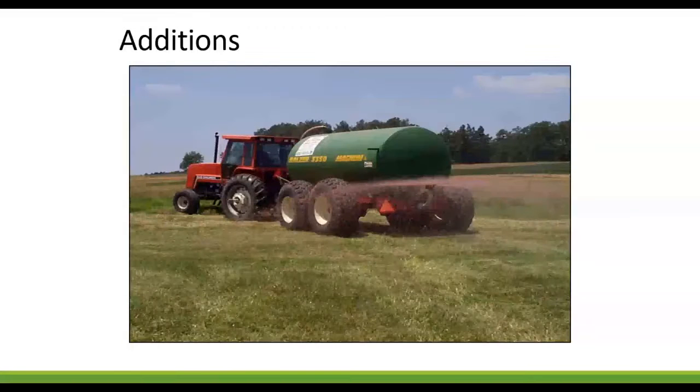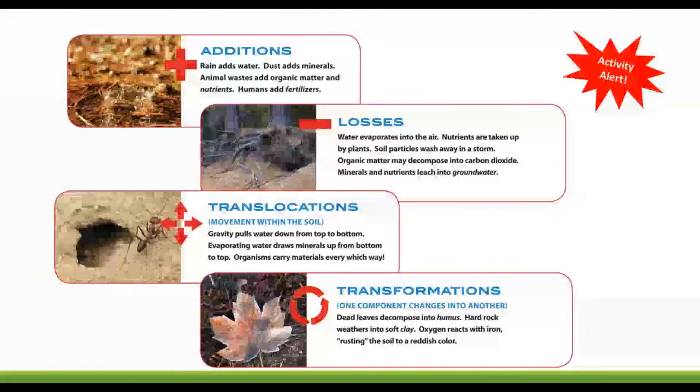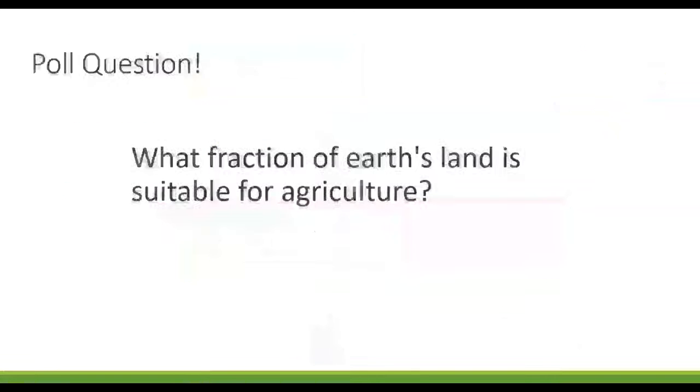Another thing, people are responsible for additions, and anytime we add things like fertilizer to the surface, we are adding material to the soil. And as a summary for that part, again, we've got additions, we've got losses, we've got translocations, and we've got transformations. When we get to the end, we'll give you some more ideas about those activities that are available. But in this case, watch for one of these red stars, because it's going to tell you that something is available for you on that topic.